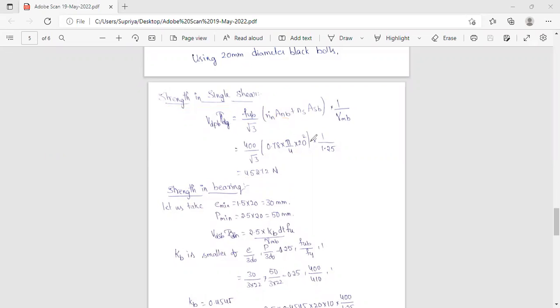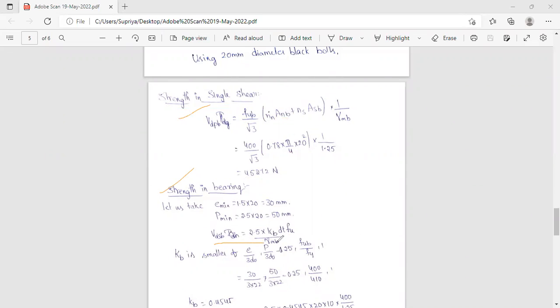Next, calculate the strength in bearing. Why do we have to calculate strength in shear and strength in bearing? Among these, whichever carries the least strength, that we will take, and based on that we will calculate the bolt value, meaning the number of bolts we have to provide. For that, strength in shear is calculated, and now strength in bearing.